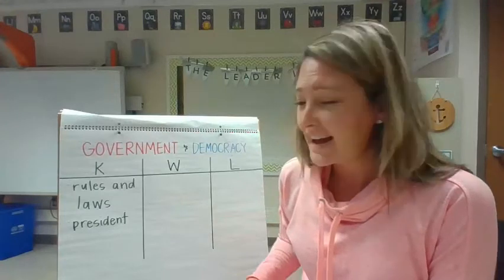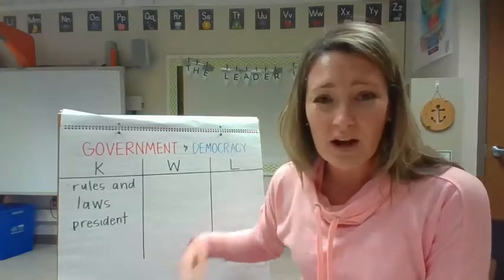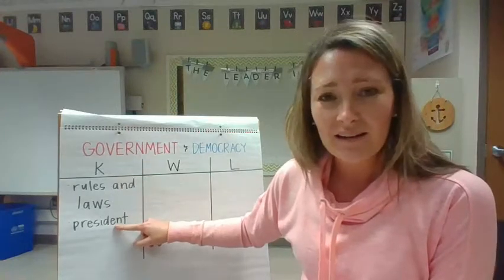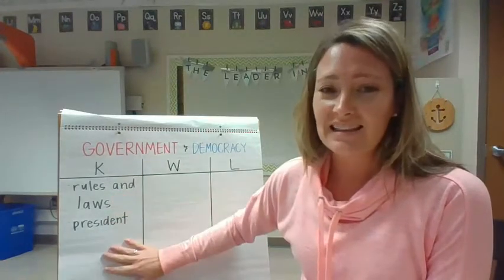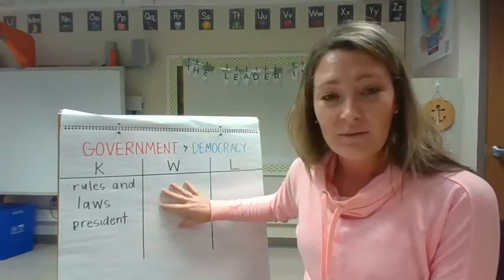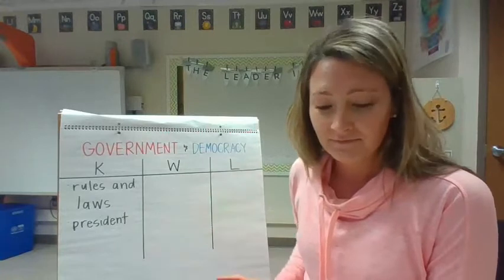And then I want you to add some of your own things in because we all know different things. So think about what else do you know about government or democracy, and go ahead and add that in this column of your chart. When you're ready, come back and we'll do this middle part.